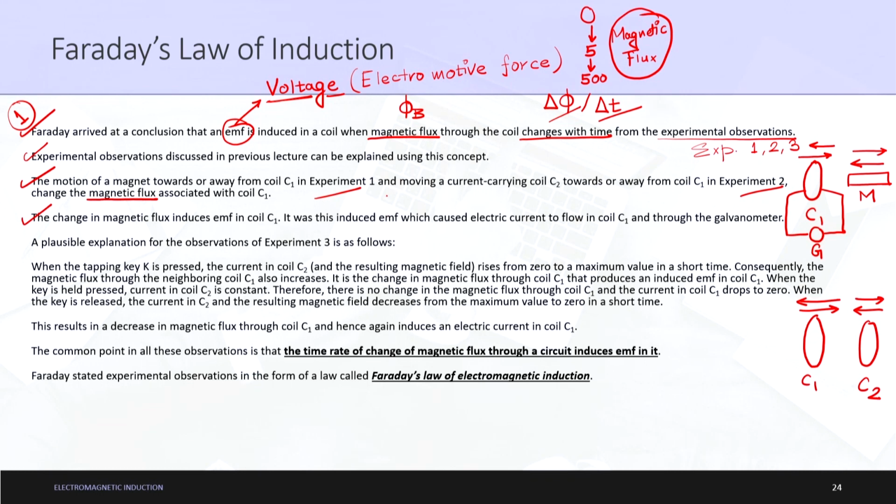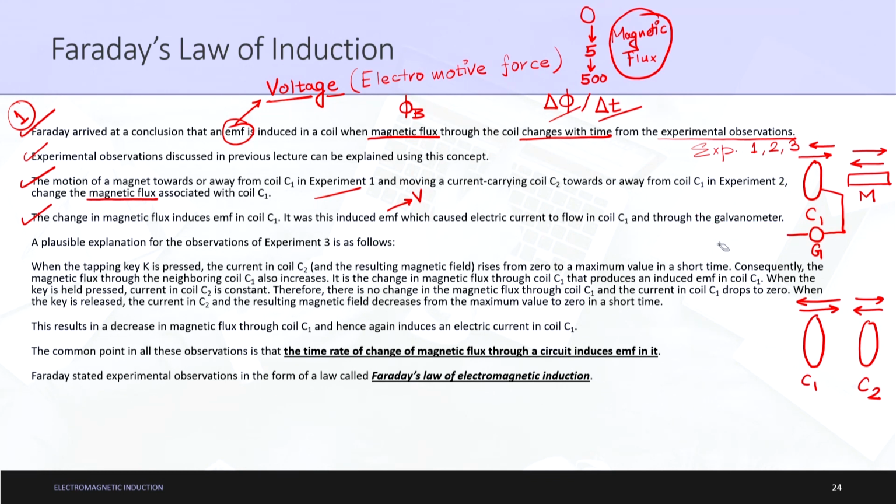Induced EMF, for now consider it as voltage only, V, which caused electric current to flow in coil C1 and through the galvanometer. What is a galvanometer? A galvanometer is an instrument which tells us whether there is a current in a closed circuit. It shows a deflection, and hence we can know that there is a current flowing through the circuit. A plausible explanation for the observations of experiment 3 is as follows.